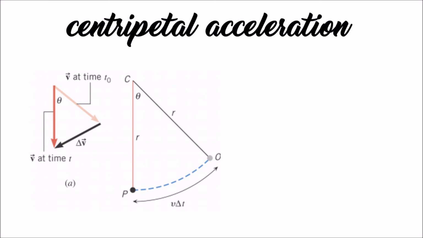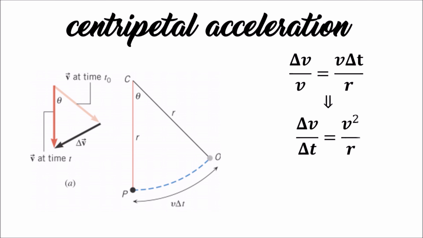Moving on, as Colleen said earlier, to have a uniform circular motion, an object must have a centripetal acceleration. And this is the derivation of the formula for the centripetal acceleration. So we have the change in velocity over velocity is equal to velocity multiplied by the change in time over radius. And rearranging the formula, you will have the final formula for the centripetal acceleration, which is v squared over r.